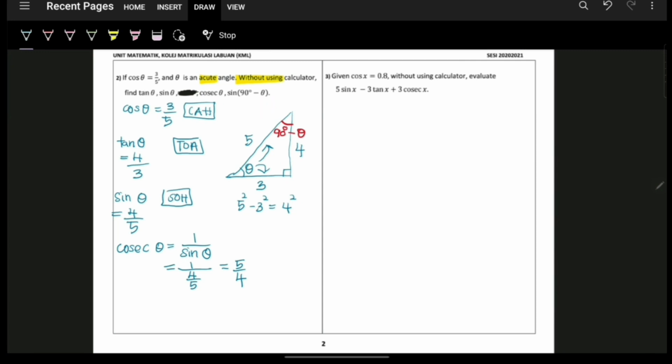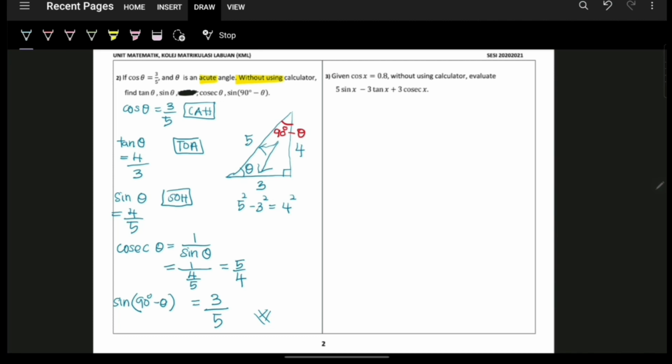And the last one is sine 90 degree minus theta. And we need to look at this one. Focus here. The opposite side of the angle is this one, opposite side of that angle. So this is 3, and the hypotenuse of it is still this one, it's 5. So that's all. That's the answer for all the equations.